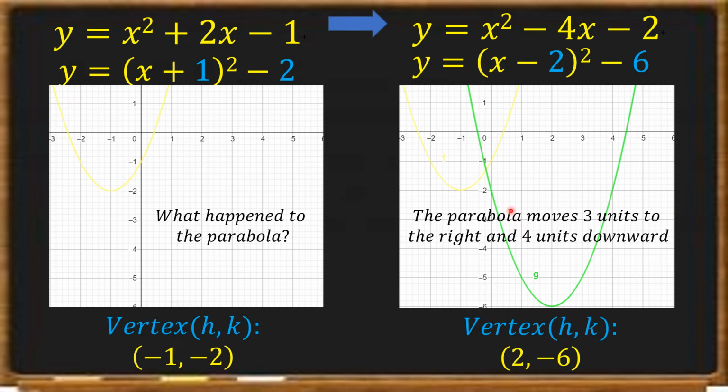Okay? So that's how we know the movement of the graph from the first given quadratic function to the second quadratic function. So what changed in the graph? Okay. So that's what we call the changing of the value of your h and k. Okay?